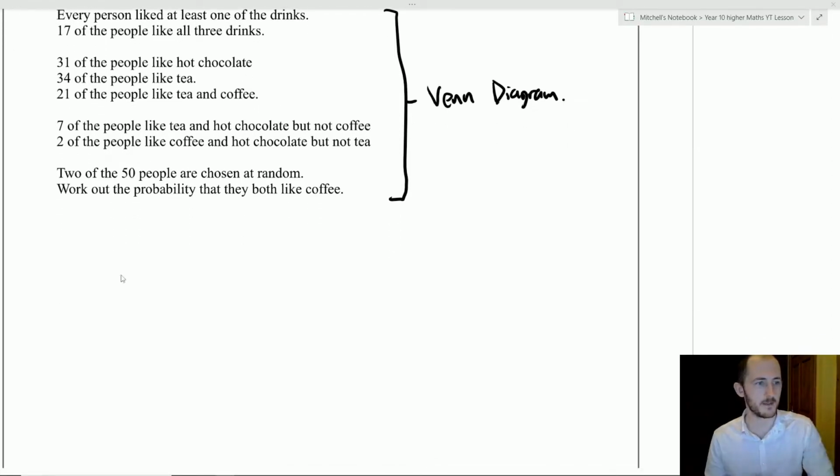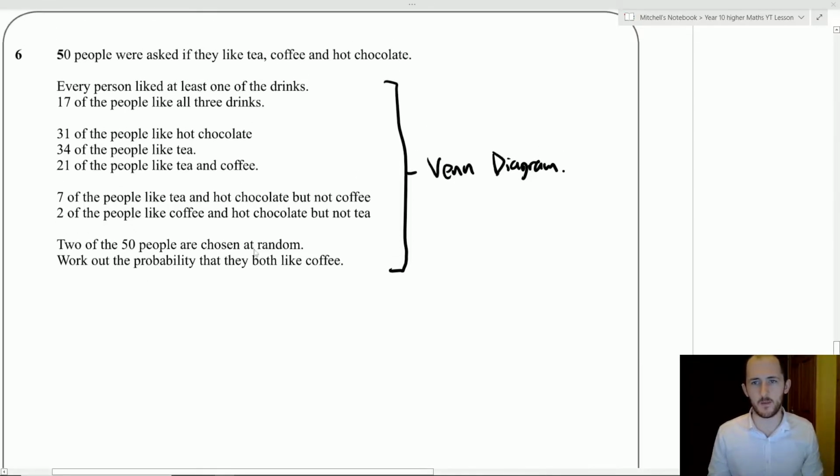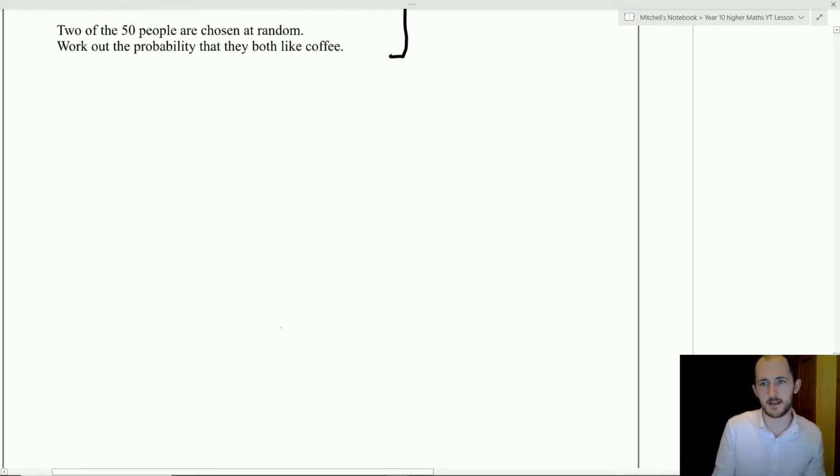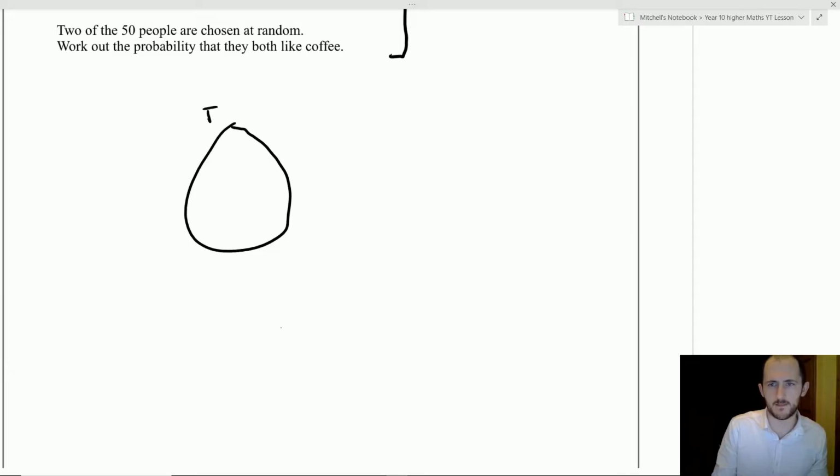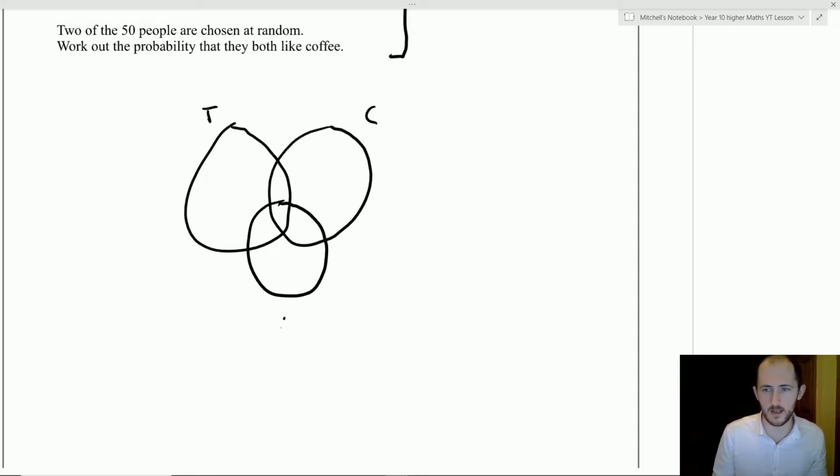Okay. So what you need first is a circle for each of these three things, and they need to overlap. So this is where things get a bit messy. We say that's for tea. Then coffee has to overlap. And then hot chocolate needs to overlap as well. So T is for tea, C is for coffee, and H is for hot chocolate. In fact, let's do HC for hot chocolate. Maybe that'll make it a bit more amenable.